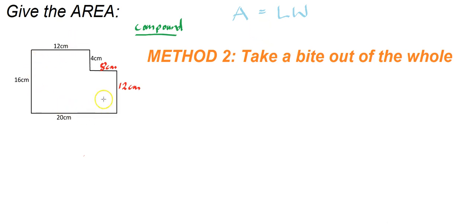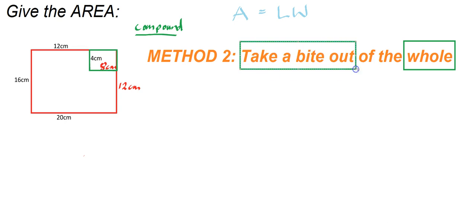If we look at this compound shape, we can actually extend the main perimeter so that it makes a lovely rectangle, right? And that's what I'm referring to when I say the whole. And if you look carefully, you'll see that this little rectangle here has to be removed from the whole. And that's this taking a bite out of the whole. Okay, so I want to take a bite out of this big red bit.